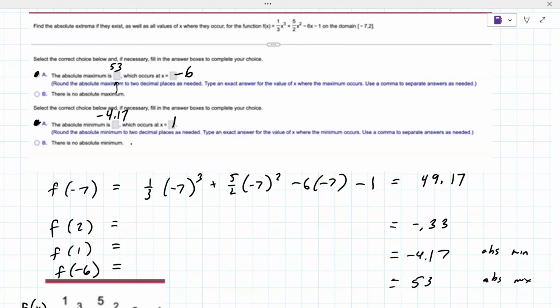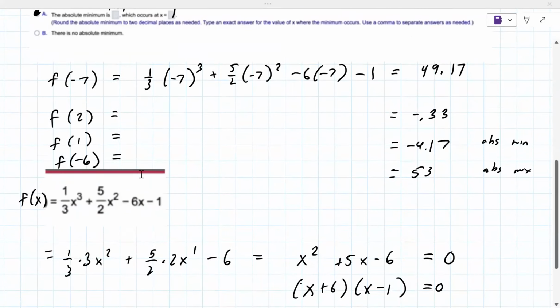So the other way to do this, which maybe will be more helpful on the test, is you could graph this function in the window, and you might find that that's easier. But for now, this is probably our best approach.